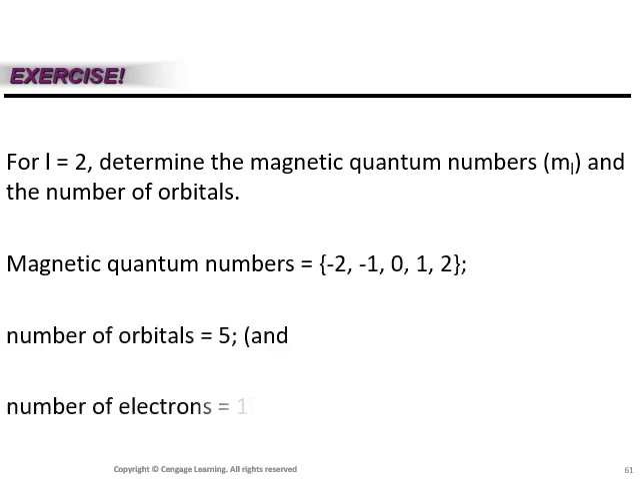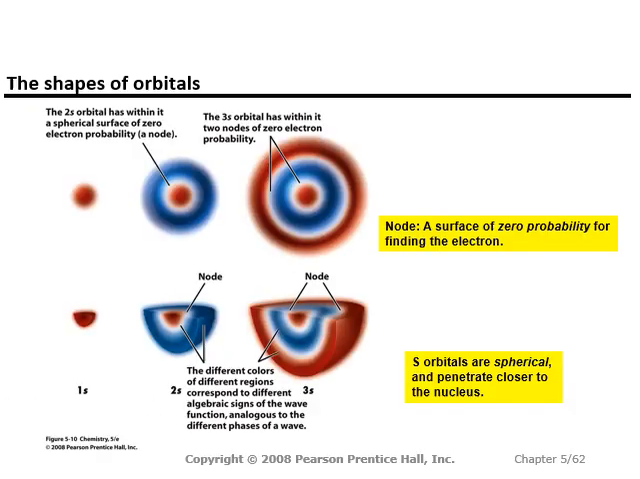Next. The number of electrons here it can accommodate would be 10. We have 5 orbitals, each of which can accommodate 2 electrons. You've got to remember that. You can only have a maximum of 2 electrons in any orbital. All right, let's go ahead and move on. I think we're going to get to some stuff that can go more quickly.